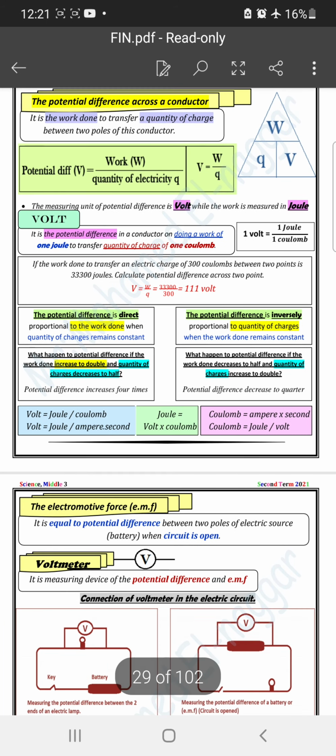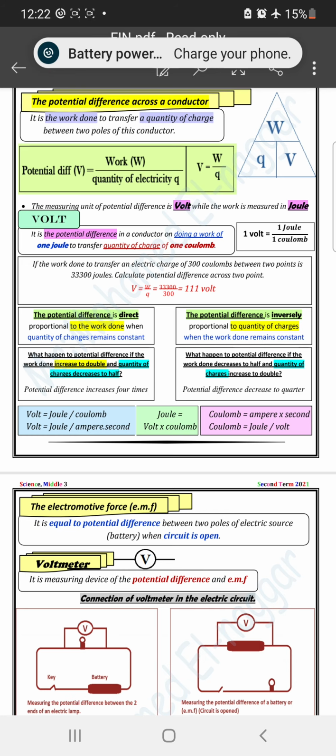Potential difference across a conductor is the work done to transfer a quantity of charge between two poles of the conductor. And potential difference V equals work W over quantity of electricity Q. So V equals W over Q, and the measuring unit of potential difference is volt, while the work is measured in joule.